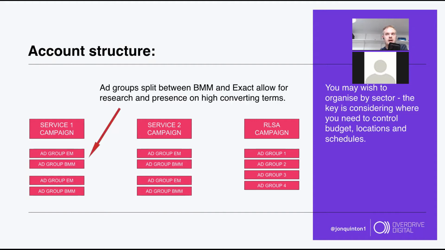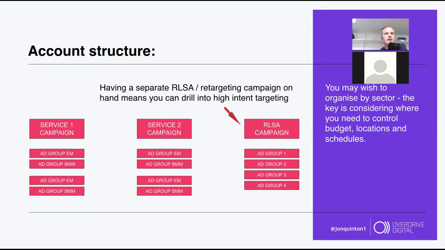Then we've got separate ad groups for exact match and broad match modified. We're going to go into keyword match types shortly, but having an ad group for each collection of keywords means you can do research with your broad match modified, but you can also dominate the really important search terms with your exact match from the same structure. And then having a separate RLSA campaign or retargeting, even if it's just there in your back pocket for when you need it, is a very good thing. We're going to go into that in a bit more detail later.